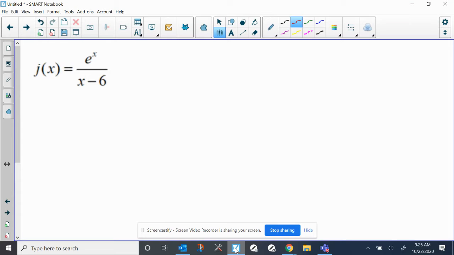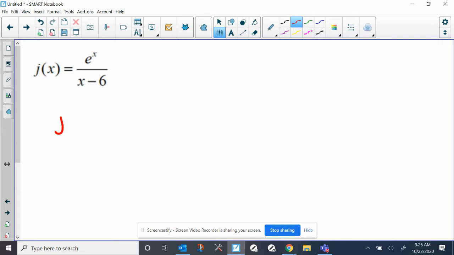j of x equals e to the x divided by x minus 6. So this should look like an obvious quotient rule problem. There's no way for me to simplify that, and I definitely have division in there. So this is bat tab divided by the bottom squared. So bat, bottom times derivative of the top.